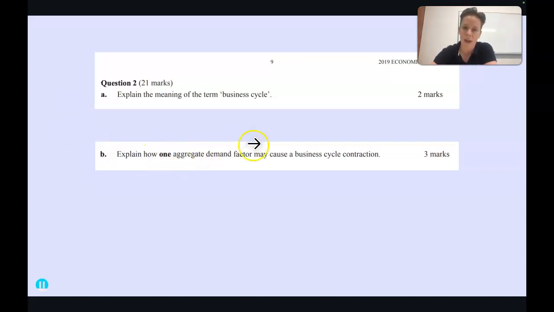So you need to explain how one AD factor may cause a business cycle contraction. Be mindful that a contraction is a decrease in aggregate demand. So you want to speak to scenarios that lead to that outcome. So you might speak to a decrease in consumer confidence. You might speak to an increase in interest rates. You might speak to exchange rates. Let me get this right. To get a decrease in aggregate demand, you would need to have an appreciation of the Aussie dollar, because that would lead to an increase in M and a decrease in X. And that's what would decrease aggregate demand. So making sure that those arguments are nice and tidy.